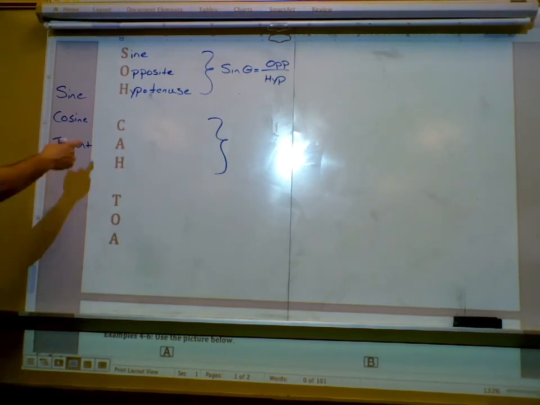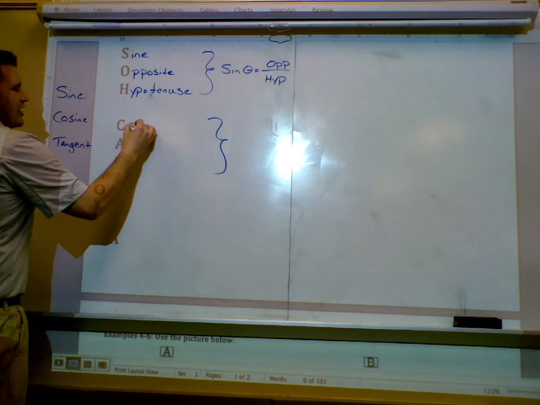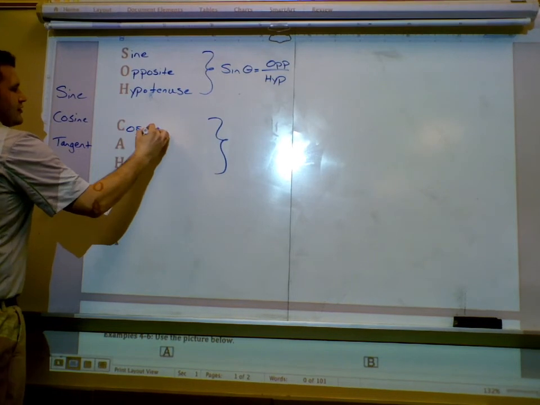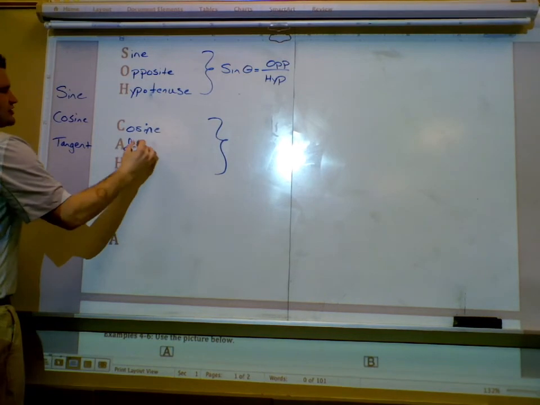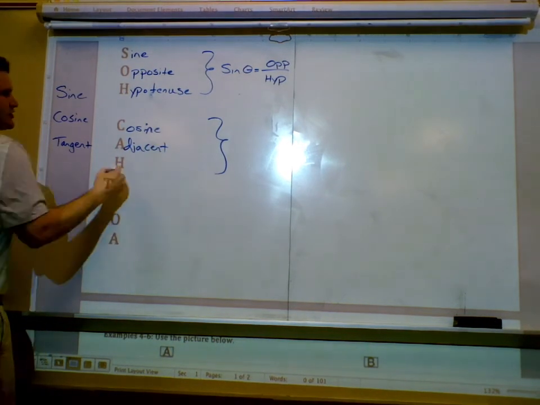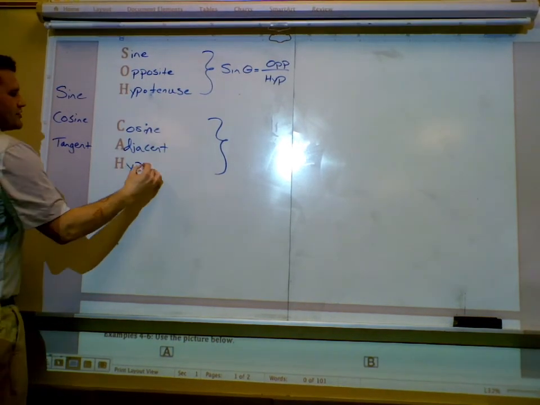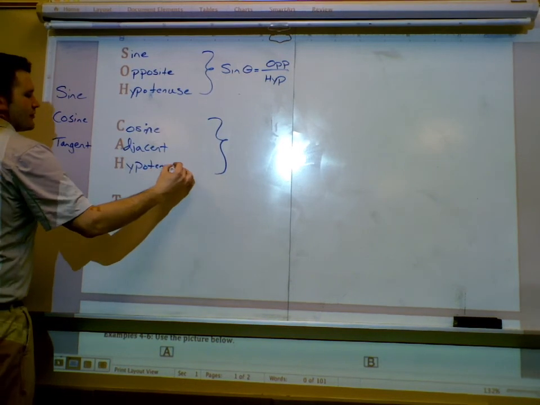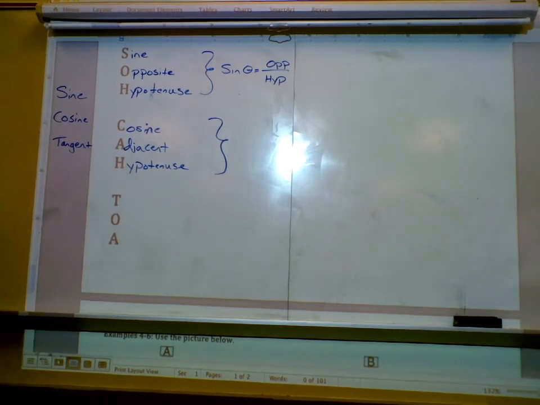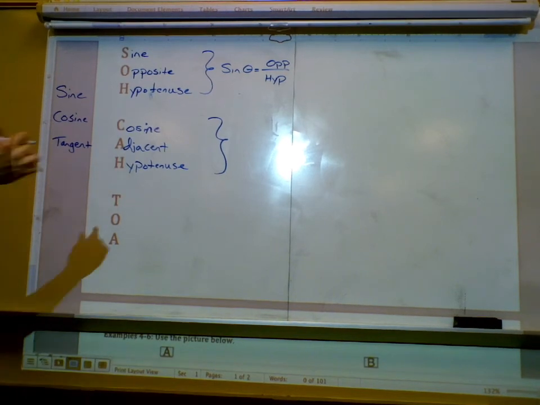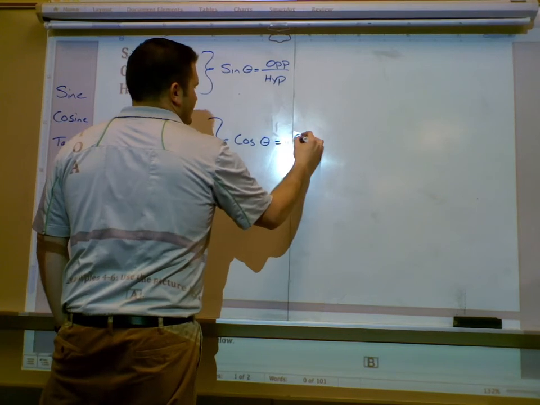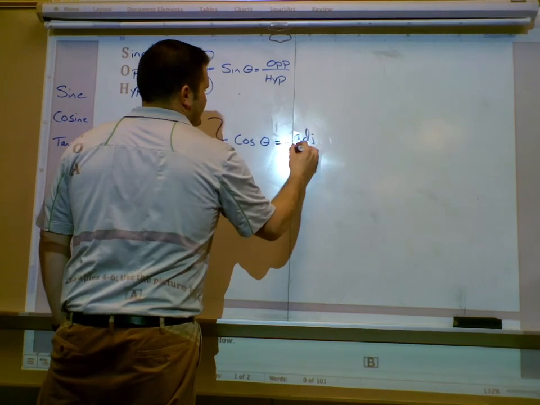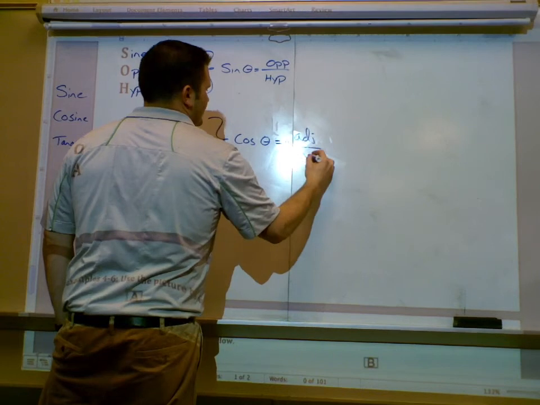What's C stand for? Cosine. What's A stand for? Adjacent. What's H? Hypotenuse. So what CAH means is that cosine theta equals adjacent over hypotenuse.